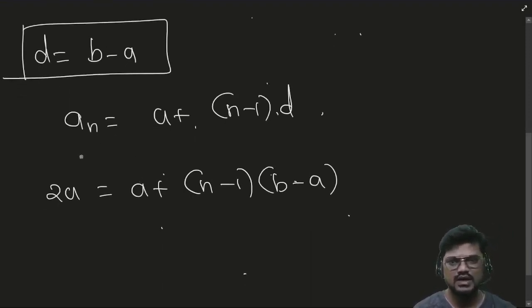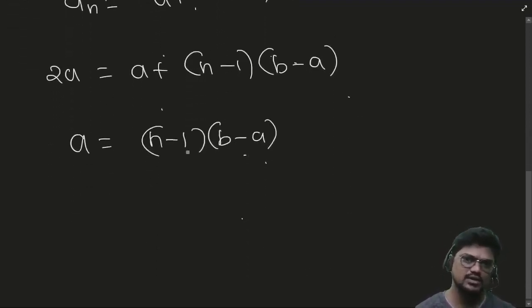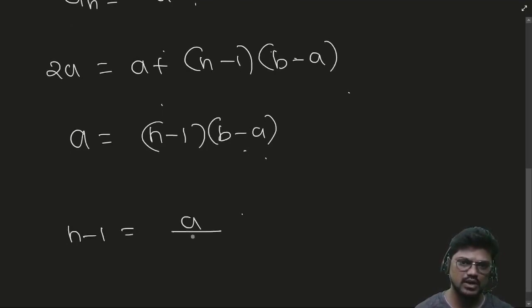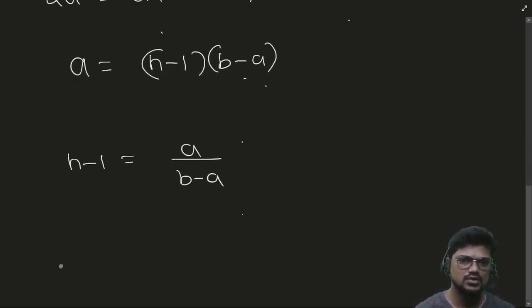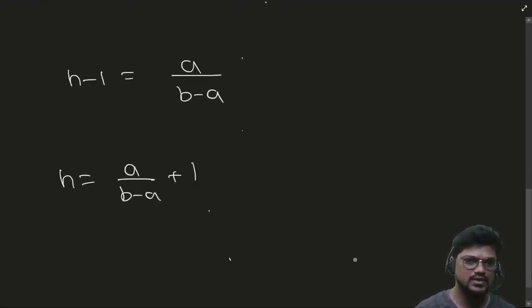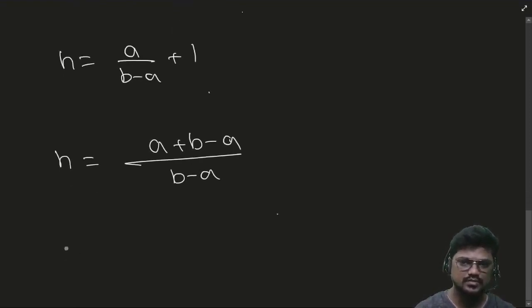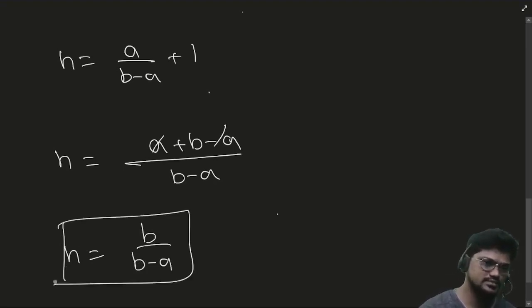Okay. So if this A goes on that side, it will be A equals n minus 1 into B minus A. If you take the B minus A on the right, n minus 1 will be equal to A upon B minus A. So n will be equal to A upon B minus A plus 1. Fine. So n will be equal to, taking the LCM B minus A, A plus B minus A upon B minus A. So A gets cancelled. The answer will be B upon B minus A. Got it? So this will be the value of n, right?